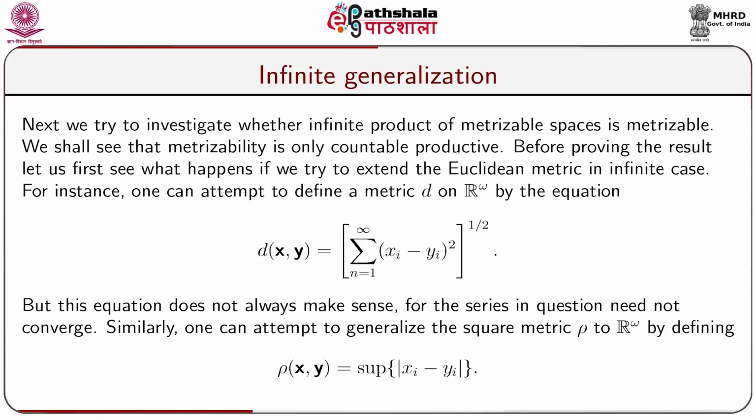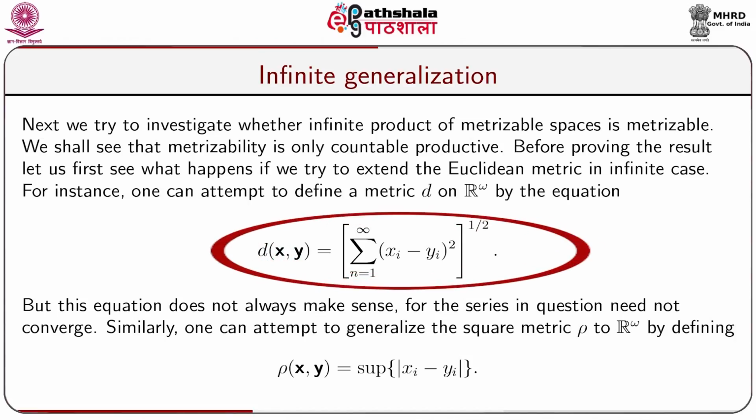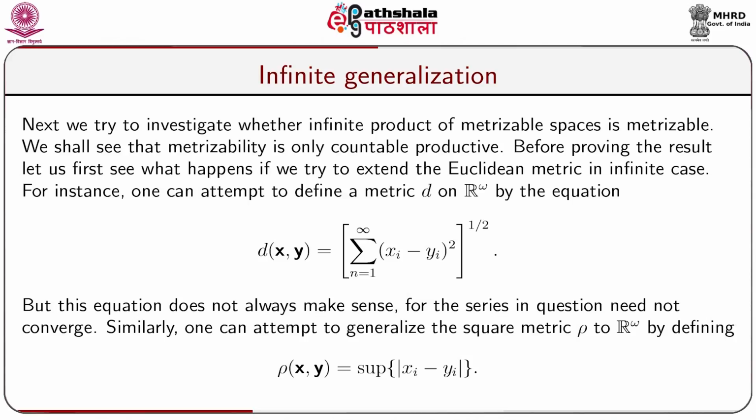Next, we try some infinite generalization of the facts which we have already discussed. What happens if we try to do an infinite generalization? Naturally, for infinite generalization, we try to propose d(x, y) as equal to the square root of the summation of (x_i minus y_i) whole square. But there is no guarantee that this series converges. So, this proposed definition of d(x, y) in the infinite product of R is not well defined.